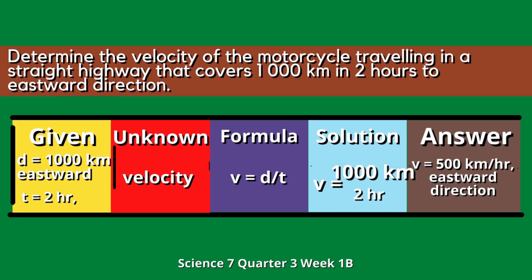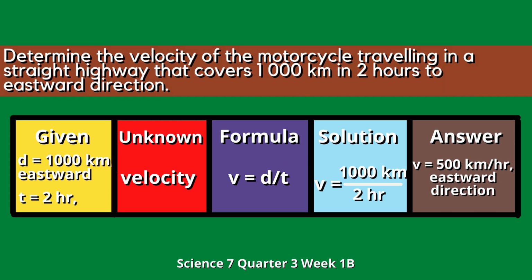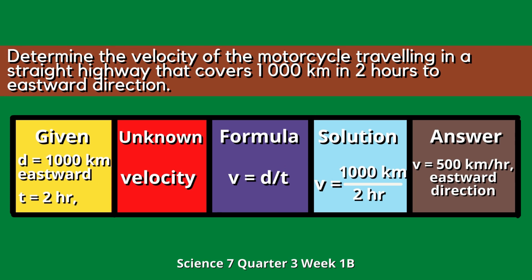Problem 3. Determine the velocity of the motorcycle traveling in a straight highway that covers 1,000 kilometers in 2 hours to eastward direction. Given, D is equal to 1,000 kilometers eastward. T is equal to 2 hours. Unknown, velocity. Formula, V is equal to D over T. Solution, V is equal to 1,000 kilometers divided by 2 hours. Answer, V is equal to 500 kilometers per hour eastward direction.